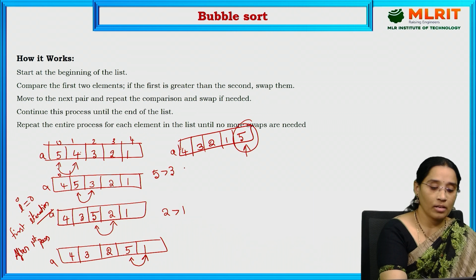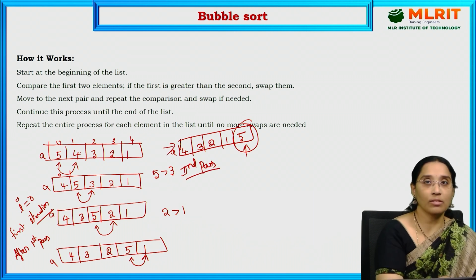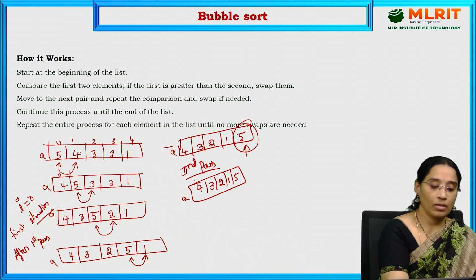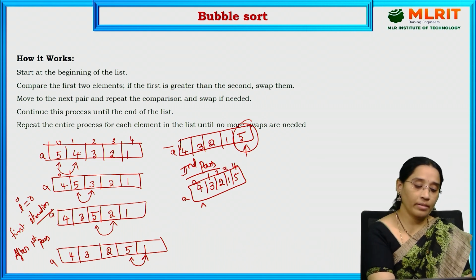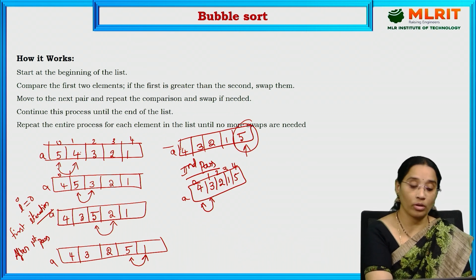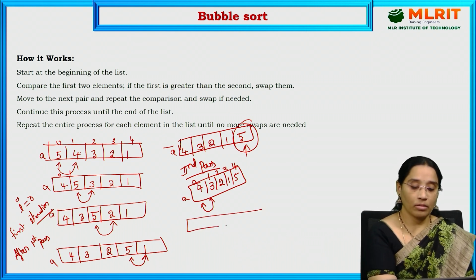Next, the second pass or the second iteration. We have to consider this list of elements: 4, 3, 2, 1 and 5, with index positions 0, 1, 2, 3, 4. Again we will start from index 0. 4 and 3 get compared. So the list is 3, 4, 2, 1 and 5.